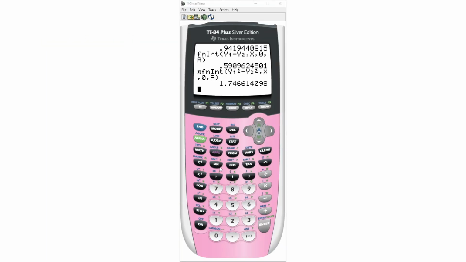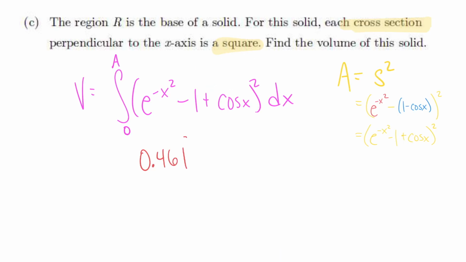Now we can throw this in our calculator. For this problem we're going to do the integral with extra parentheses because we want to do y1 minus y2 all squared and then put our boundaries. So we get 0.461. Let's move on to that next problem.